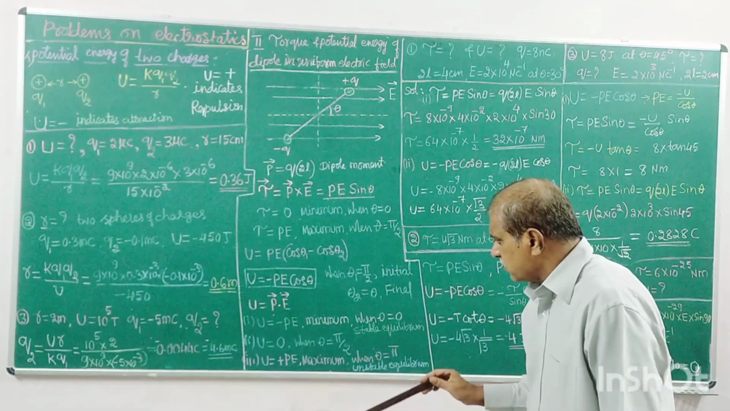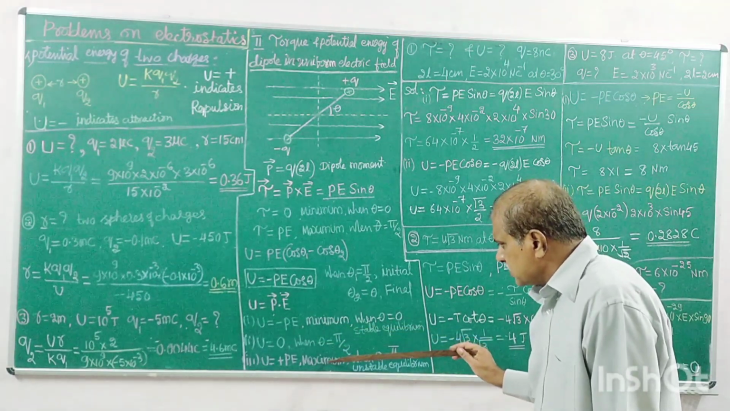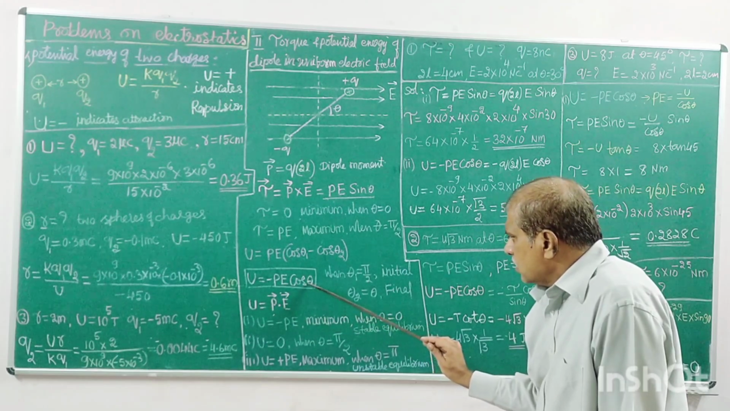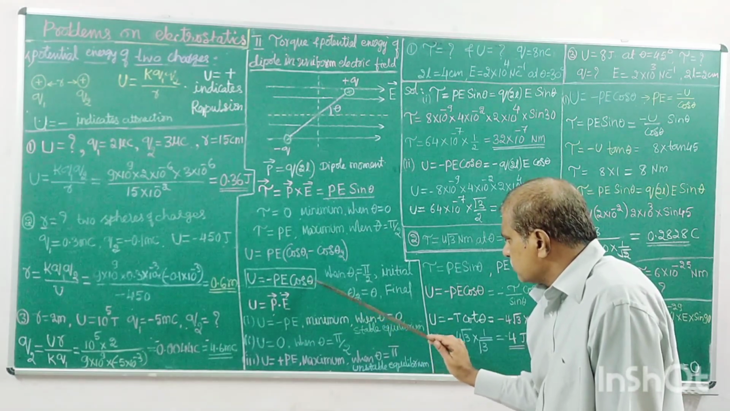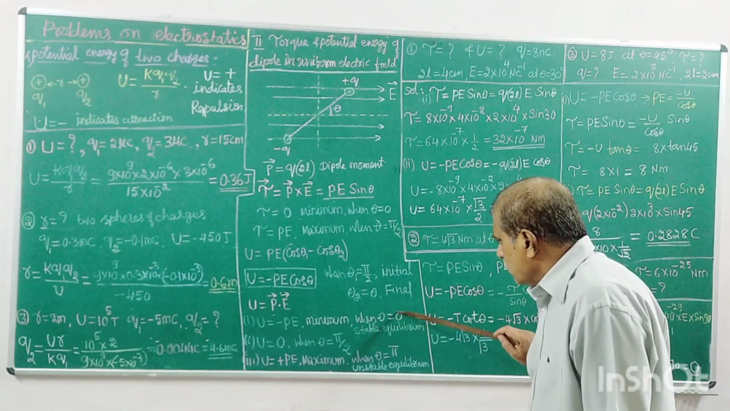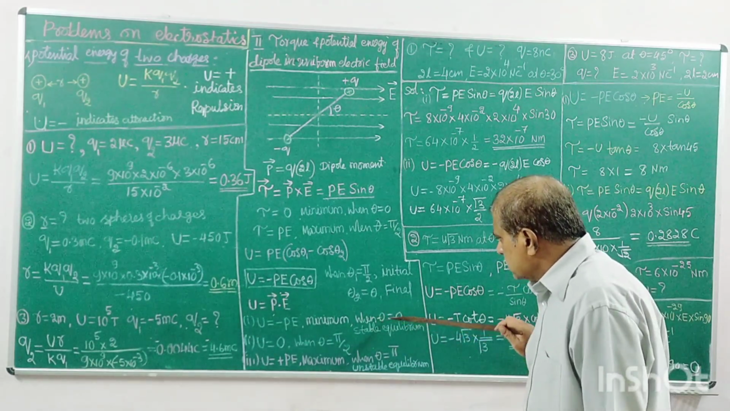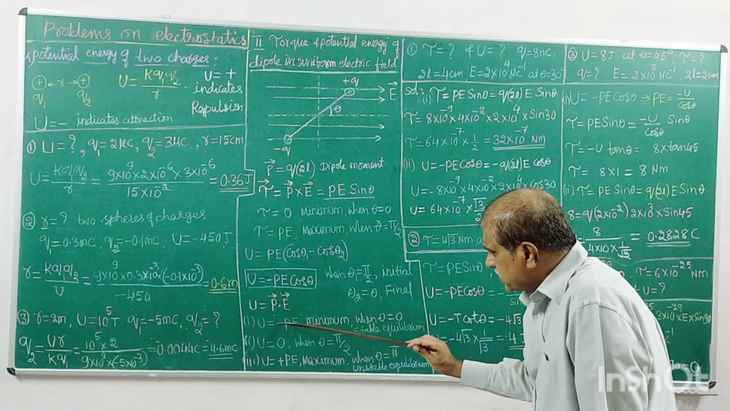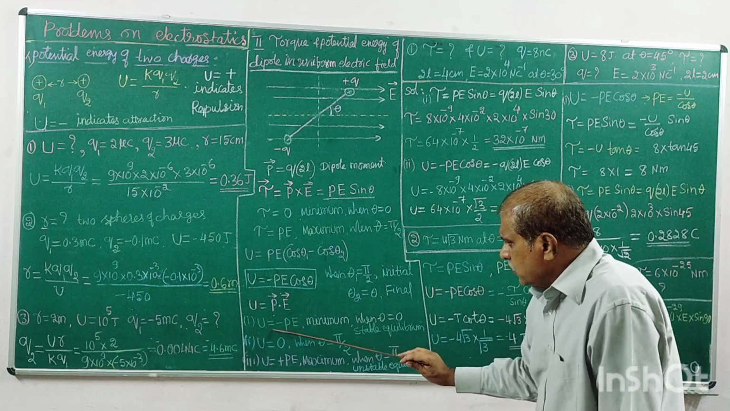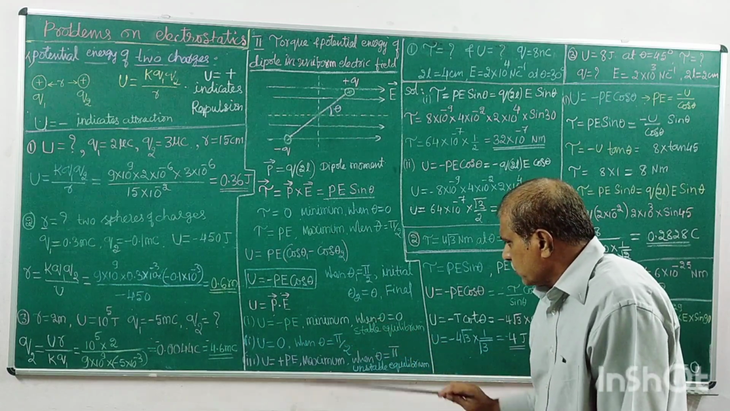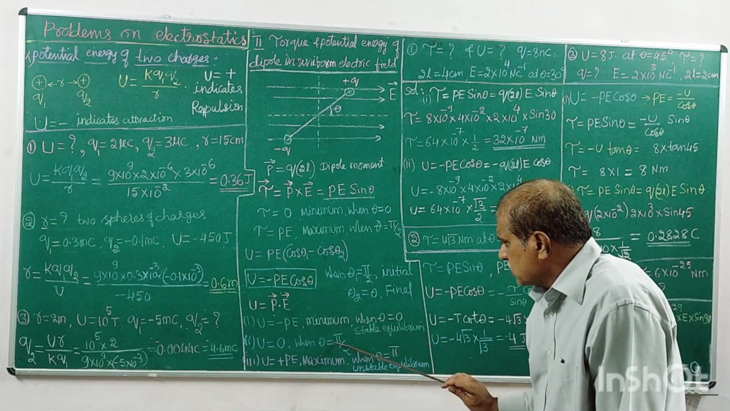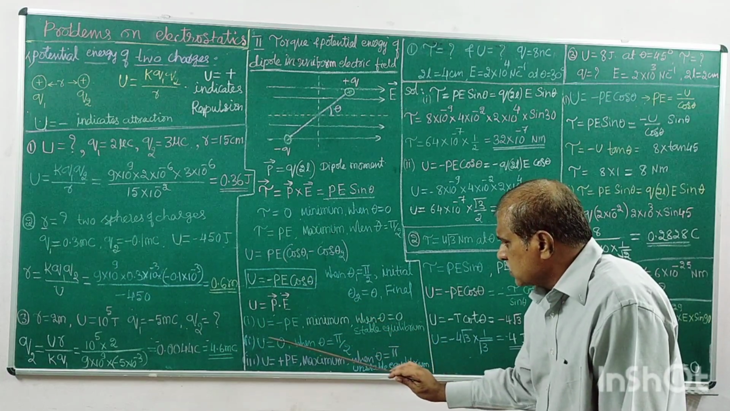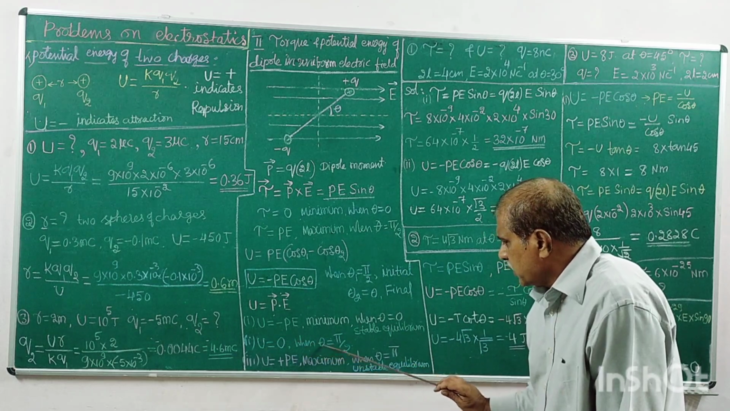Let us see the possible minimum and maximum values of U in the same way. Substitute, feed the value for theta. When theta equals 0, cos 0 equals 1, and 1 into this is minus PE. U equals minus PE when theta equals 0. What is U when theta equals pi by 2? Cos pi by 2 is 0, and 0 into anything is 0. U equals 0. Potential energy is 0 when theta equals pi by 2.